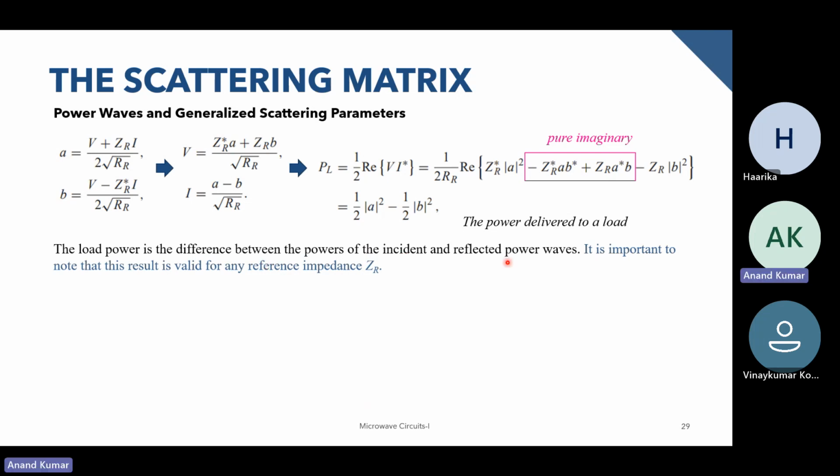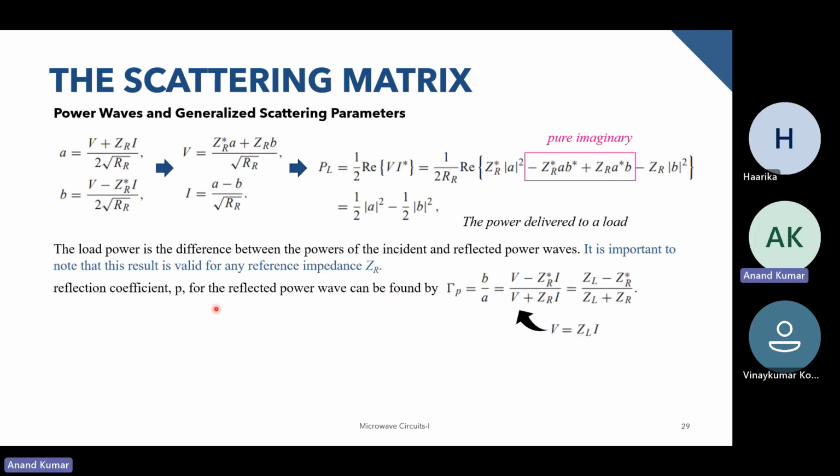Now this particular result is valid for any reference impedance ZR. We introduced this ZR, and since the input impedance is now ZR, this is complex, and the imaginary part of the complex term refers to the loss. So this result is valid for any reference impedance ZR, and essentially for the lossy cases as well.